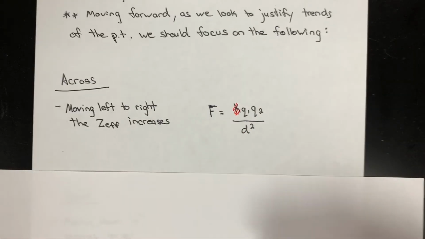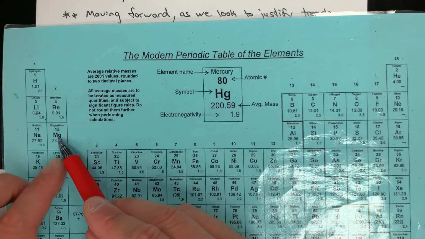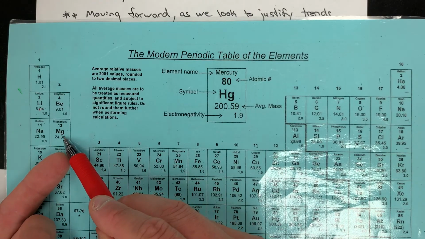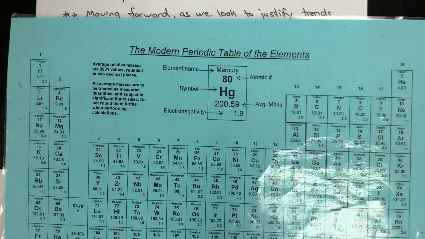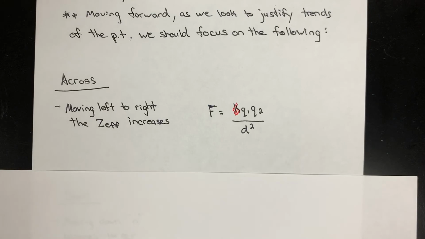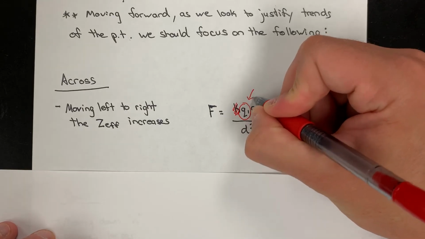As we move left to right on the periodic table, we're always going to be in the same energy level, right? When we go from, say, magnesium, its valence electrons are in the third energy level. Well, in going over to chlorine, its valence electrons are also in the third energy level. So while the size of atoms do differ, and we're going to get into that in the coming days, that's really not an important point as far as justifying trends across the periodic table. What we want to key in on is this variable right here, okay?